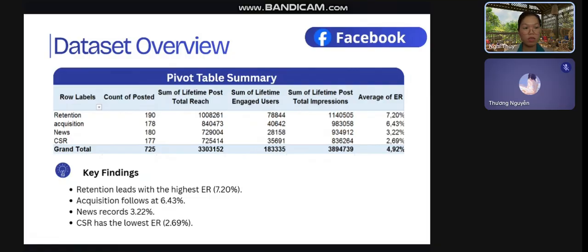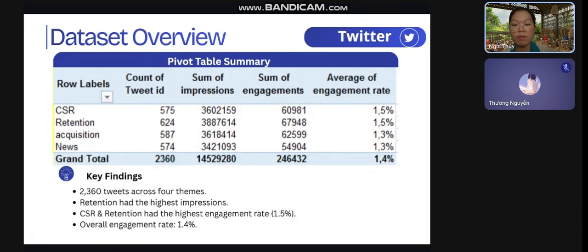Now let's look at the Twitter overview. This slide summarizes the Twitter dataset. We analyze 2,360 tweets across four content themes. Retention generated the highest number of impressions. Interaction, retention, and CSR share the highest engagement rate at 1.5%. Overall, the average engagement rate was 1.4%. Now let's explore the performance of each content theme.